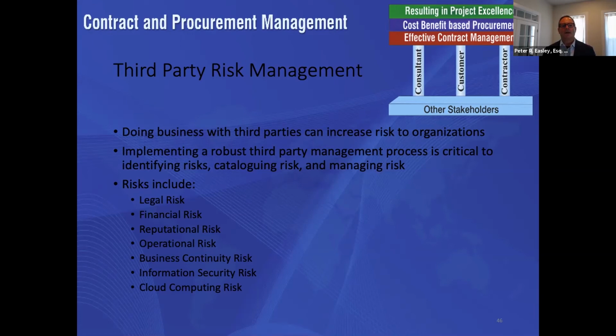So what a third-party risk management program does is, it allows you to identify risks, catalog risks, and manage risks. And these risks cut across many spectrums. It could be legal risk, it could be financial risk, it could be reputational risk, it could be operational risk, like business continuity risk. It could be information security risk, cloud computing risk. So the idea behind having a third-party risk management program is to, one, have a policy internally around what that looks like, having a process that maps out when and how you go about cataloging.